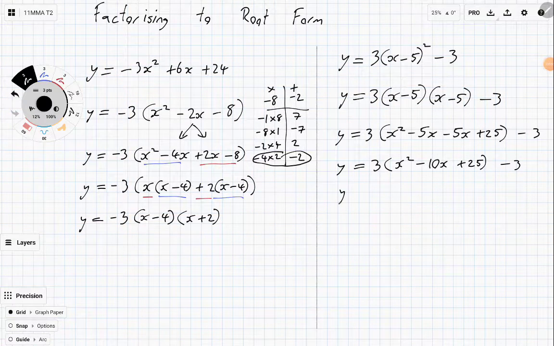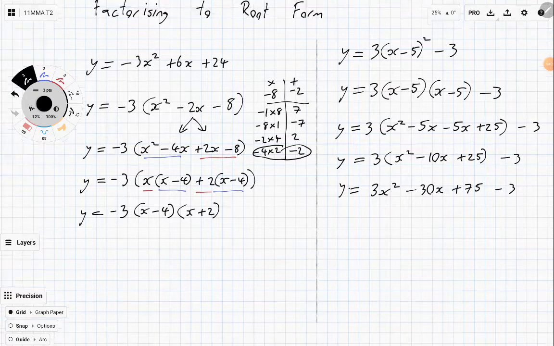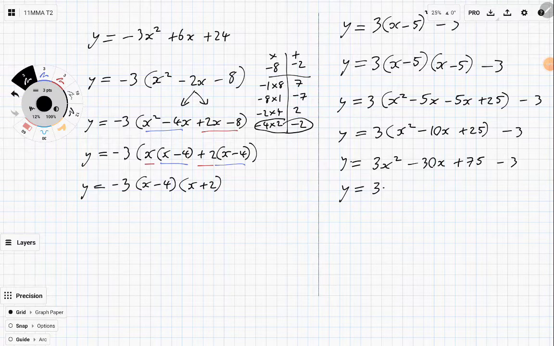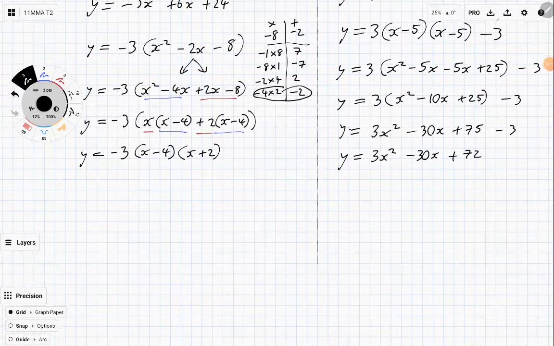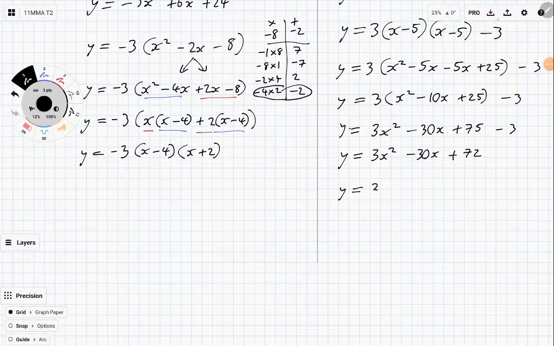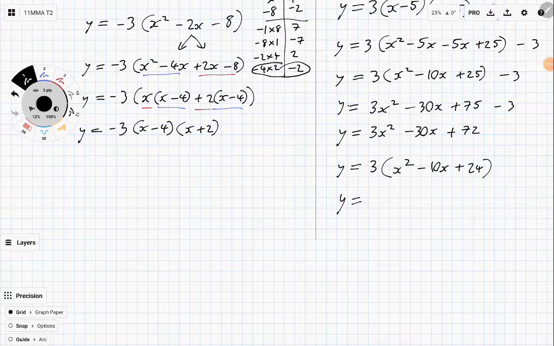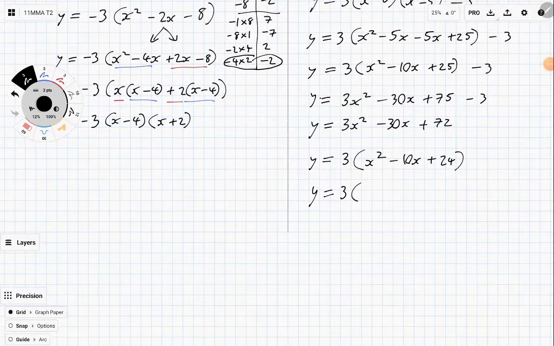Expand the next set of brackets. 3x squared minus 30x plus 75 minus 3. 3x squared minus 30x. And then 75 minus 3 is 72. All of these are multiples of 3, so let's factorize out the 3 out the front now, because now we want to factorize the whole thing. So it's going to be x squared minus 10x plus 24, since 72 divided by 3 is 24. y is equal to 3 times that. Okay, well, now we need to decompose this because this is ready.